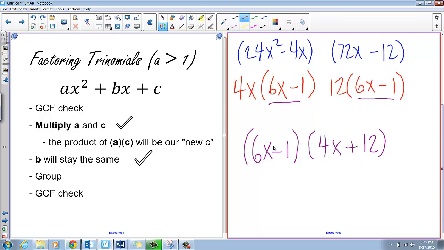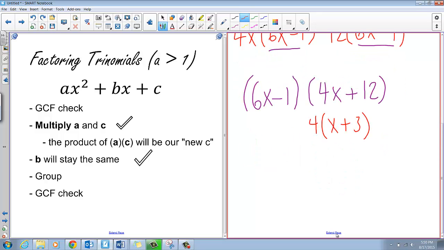Is there anything in common between 6x and negative 1? The answer is no. But here, there is a GCF. They both have a 4. So we're going to pull out that 4. All right, and so our final answer is actually just going to have that 4 out front. And it doesn't matter what order we put these in, because multiplication is commutative. All right, our final answer will be 4 times 6x minus 1 times x plus 3.